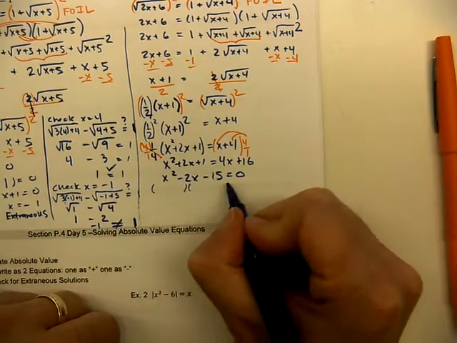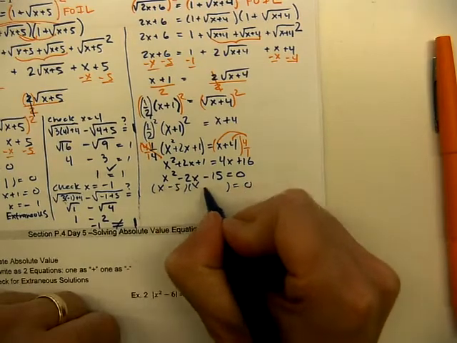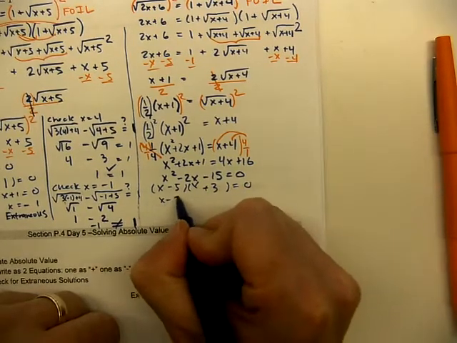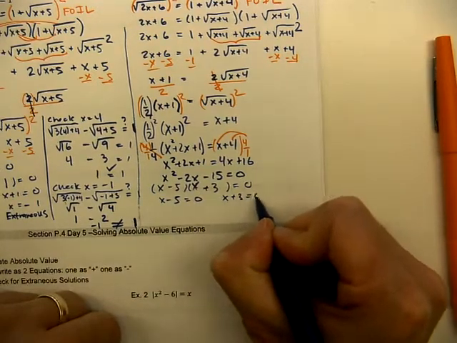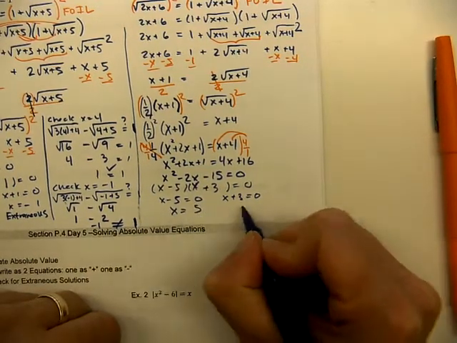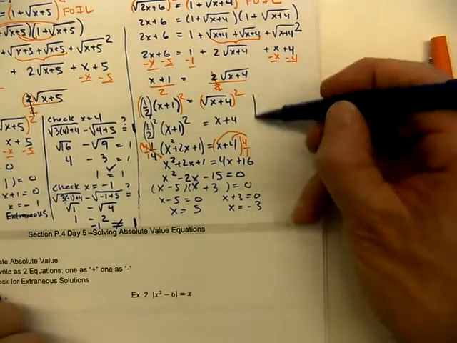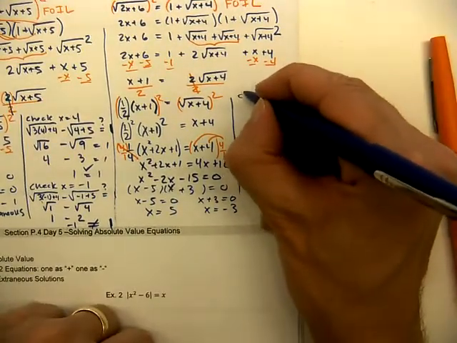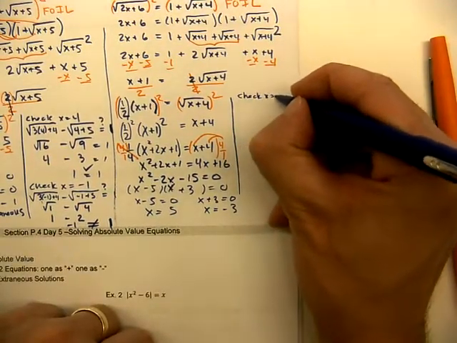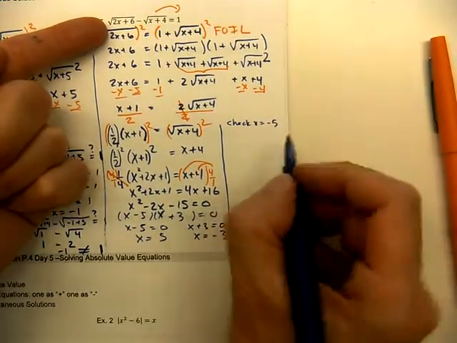And this factors into a -5 and a +3. And final answers are 5 and -3. But again, we got to check. So I'm trying to fit my little check step here in this margin space. Let's start by checking x equals -5. We're going to take that -5 and plug it back into the original problem here.